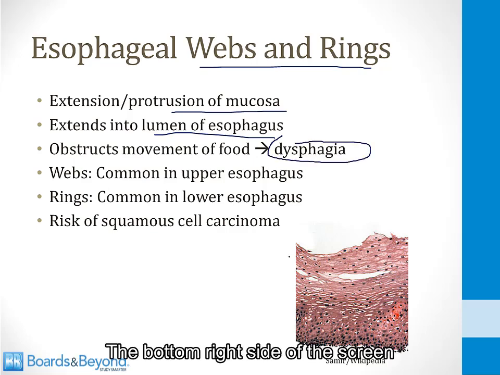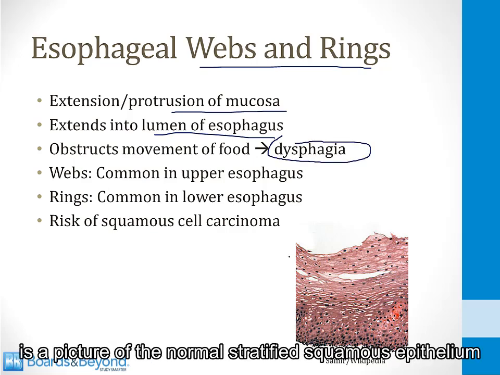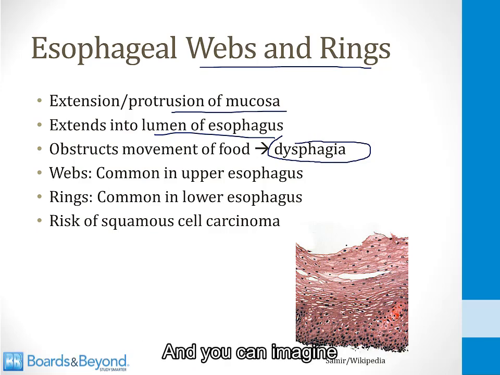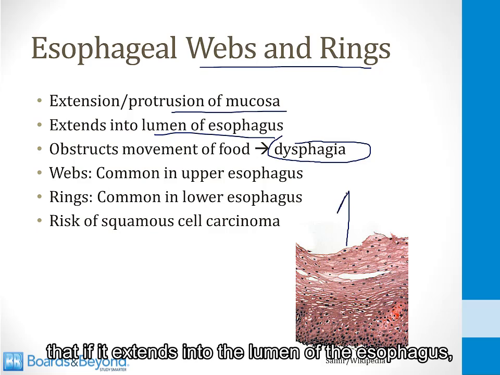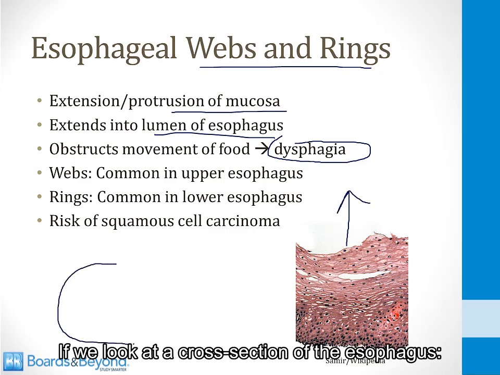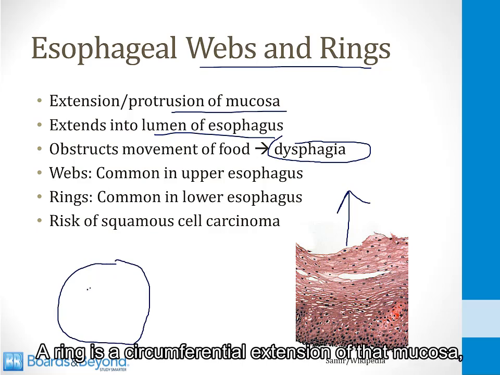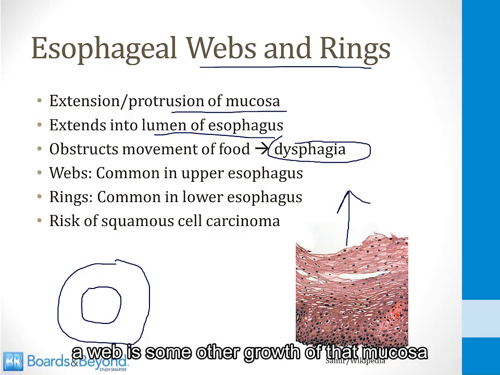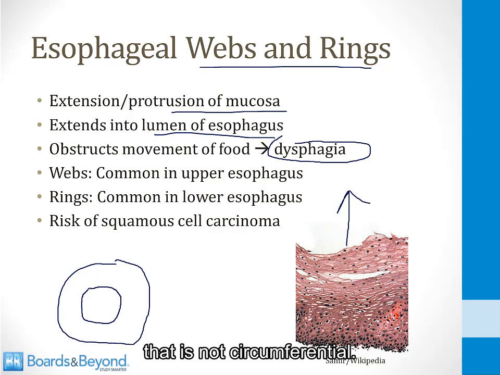The bottom right side of the screen is a picture of the normal stratified squamous epithelium of the esophagus, and you can imagine that if it extends into the lumen of the esophagus, it could obstruct the movement of food. If we look at a cross-section of the esophagus, a ring is a circumferential extension of that mucosa. A web is some other growth of that mucosa that is not circumferential.